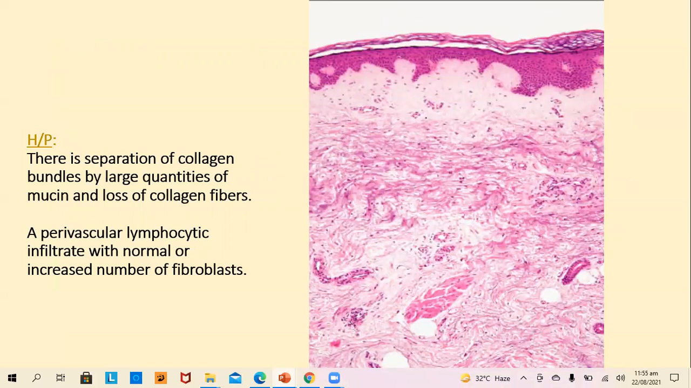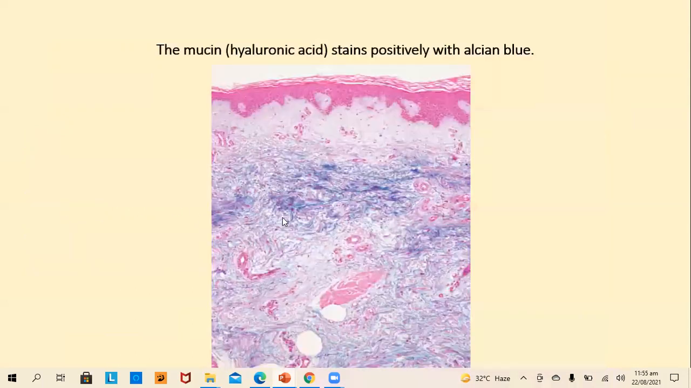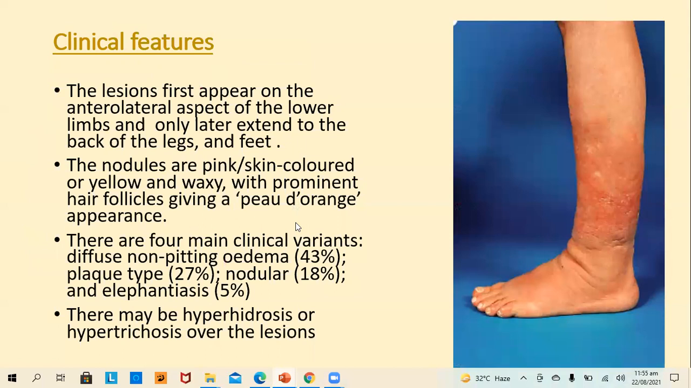Histopathology shows separation of collagen bundles by large quantities of mucin and loss of collagen fibers, a perivascular lymphocytic infiltrate with normal or increased number of fibroblasts. So in this condition, mucin is deposited heavily, but there is no fibroblastic proliferation. There is increased number of fibroblasts, but there is no increase in collagen deposition. Mucin is, as shown before, Alcian blue positive, colloidal iron positive.